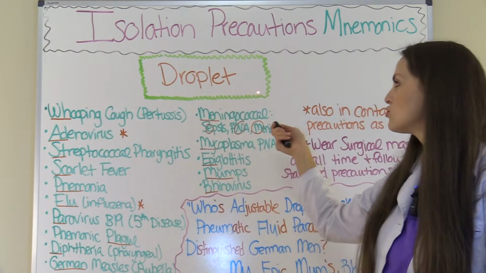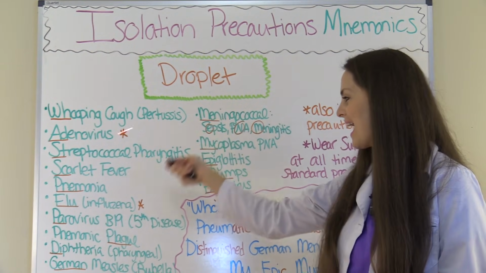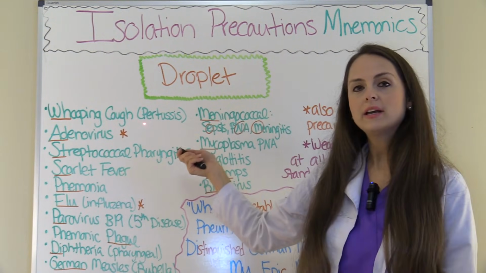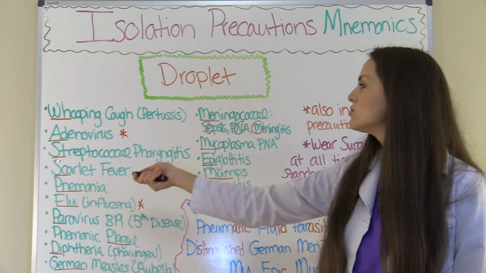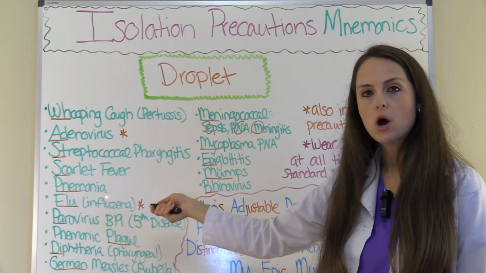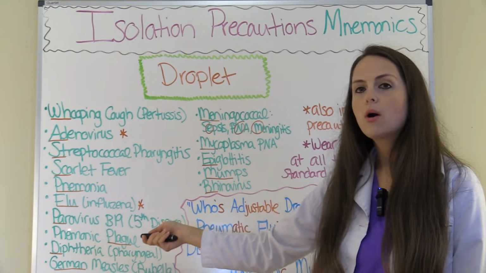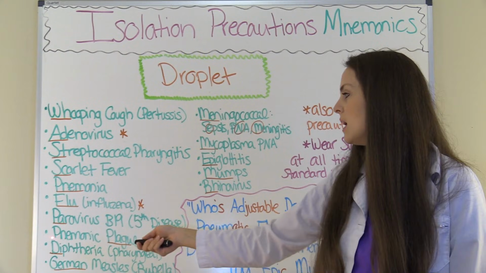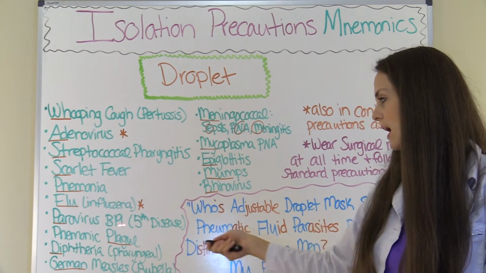Now let's look at droplet precautions. What diseases are included in this? And as you can tell, a lot of them. Okay, so what are they? We have whooping cough, also called pertussis, the adenovirus, streptococcal pharyngitis, scarlet fever, pneumonia, flu, also called influenza, the parvovirus B19, also called fifth disease, the pneumonic plague, diphtheria, the pharyngeal kind.